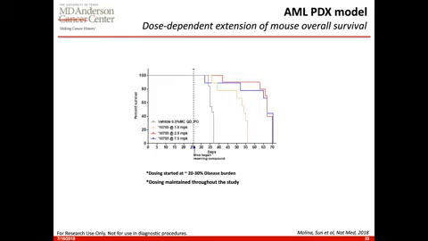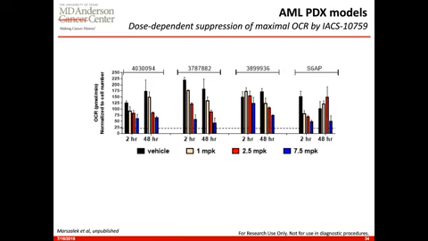So using the PDX models, first the efficacy data with the AML PDX model: IX-10359 dose-dependently extends the overall survival of the mice, as low as 1 mg per kg once per day oral dosing, and also at 2.5 mg per kg per day, and also 7.5 mg per kg. So utilizing these doses on PD assays, using the Seahorse assay on AML PDX model ex vivo, we are able to achieve dose-dependent suppression of maximal OCR by IX-10359, and we tested four different PDX models using ex vivo Seahorse assay.